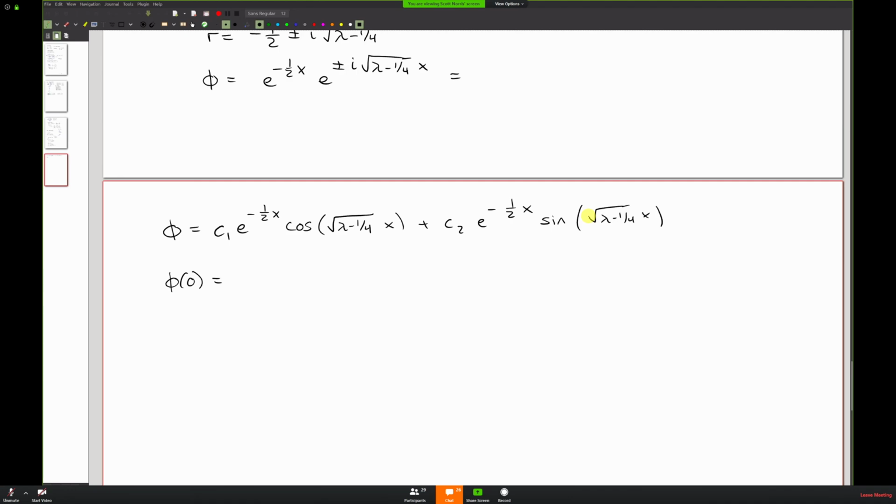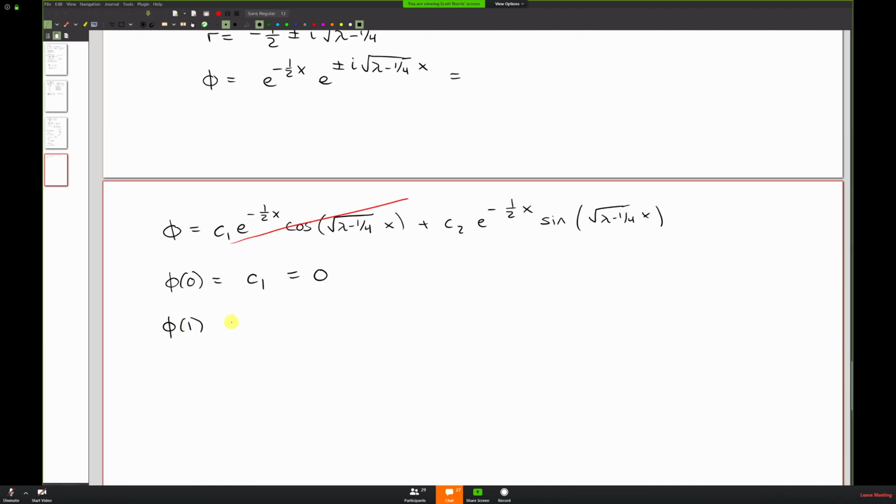So phi of 0 is 0. Sine of 0 is 0, so this term does not contribute to phi of 0. This is just going to give us C1, and that has to be 0. So this is not going to be present in our eigenfunctions.